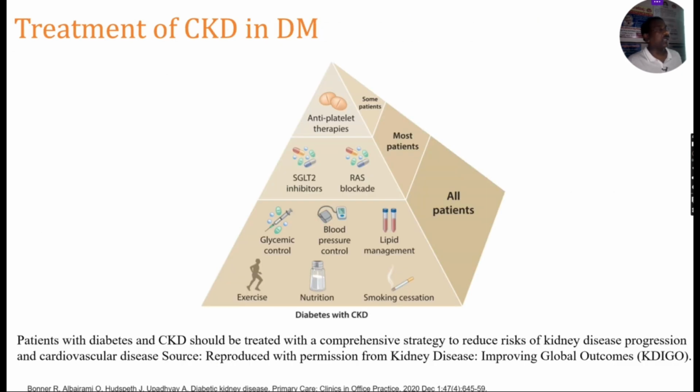Now, treatment of CKD in diabetes. See the bottom line. You have exercise, nutrition, cessation of smoking, good glycemic control, BP control, and lipid control. All patients require all these things. Then most patients require SGLT inhibitors, either dapagliflozin or empagliflozin, and RAS blockade, that is ACE inhibitors or ARBs. And some patients may require antiplatelet therapy, provided the patient is at high risk of ischemic heart disease. So am I clear? Patients with diabetes and CKD should be treated with a comprehensive strategy to reduce the risk of kidney disease progression and cardiovascular disease.